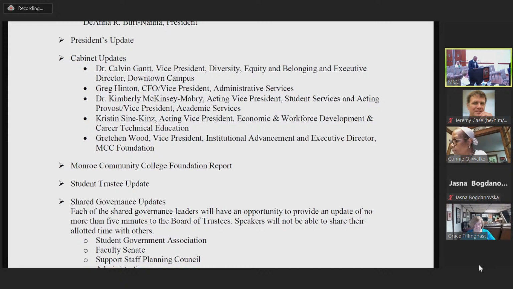Proof of vaccination and booster shot compliance must be uploaded to our COVID-19 vaccination verification database located on the COVID-19 webpage.